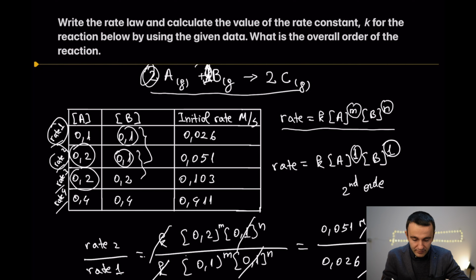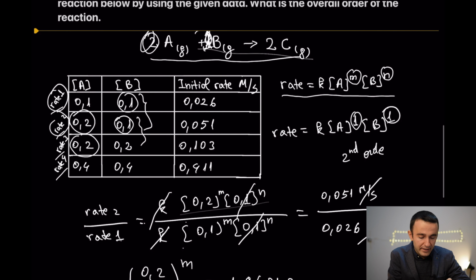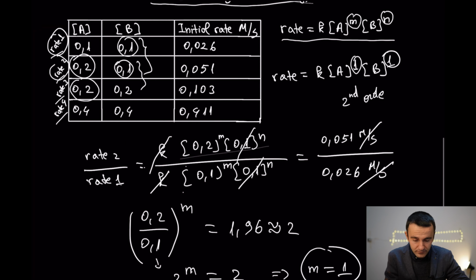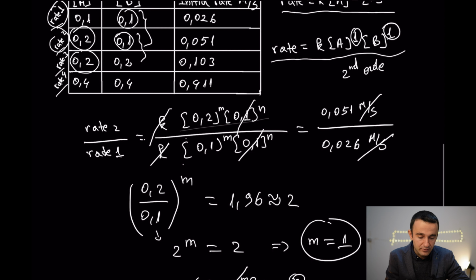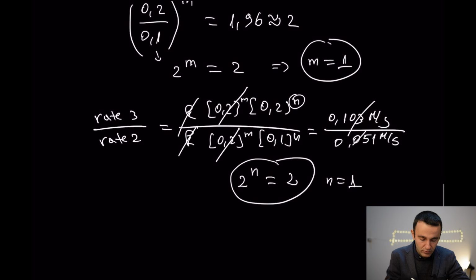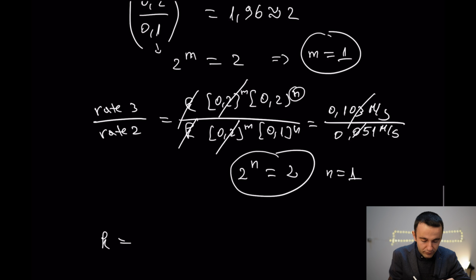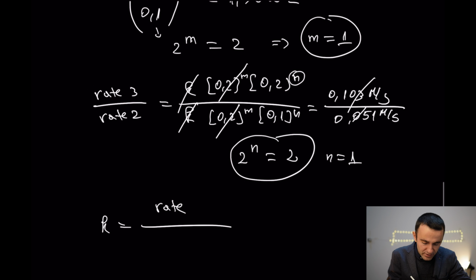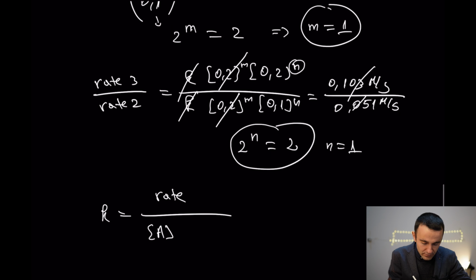Now we need to find also the constant. The rate constant. The rate constant is simple. We can take any rate that you want, rate 1, rate 2, rate 3, rate 4, etc. And we are going to place it in the general rate law to find the constant, because we know the initial rate, we know the order, we know the concentration. We need to find the K. So K is going to be equal to rate divided by the concentration of A to power 1 with the concentration of B to power 1.